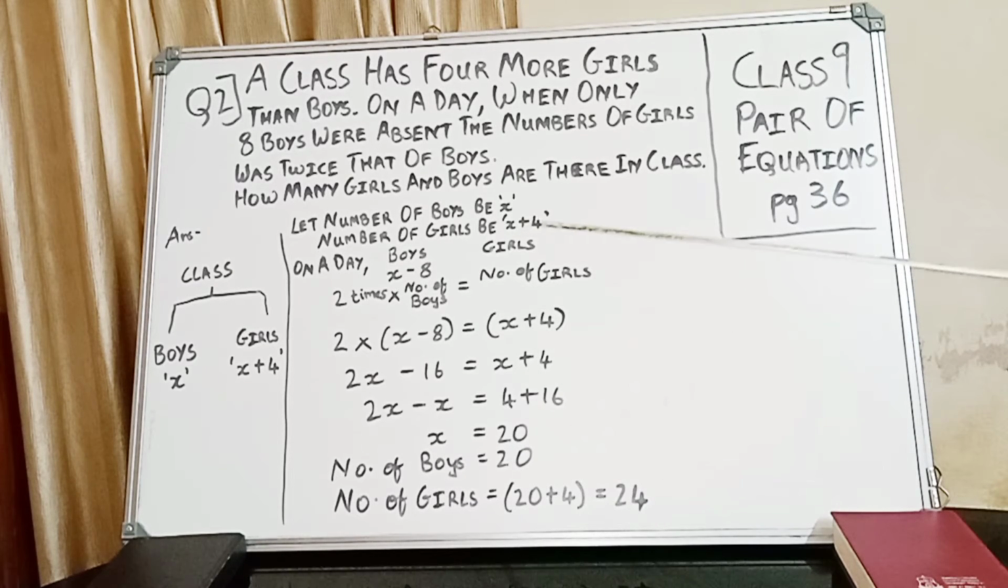In our first equation, it is mentioned that the number of girls also needs to be found. That would be the number of boys plus 4. So that is how you have got the number of girls as 24. So now you have got the number of boys and the number of girls. The number of boys is 20 and the number of girls is 24.